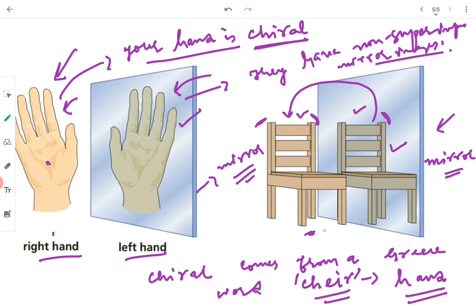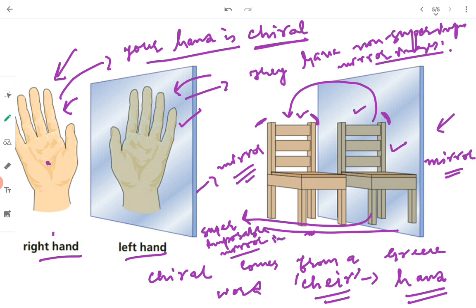So we say that such objects like a chair, which have a superimposable mirror image, are known as achiral. They are known as achiral objects.